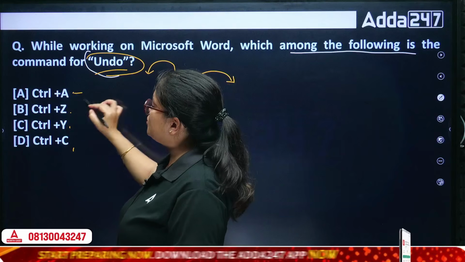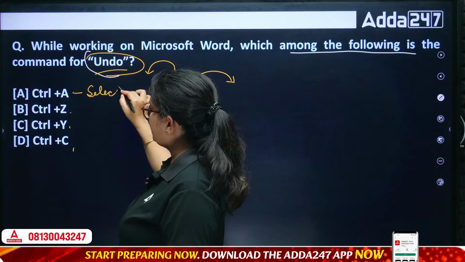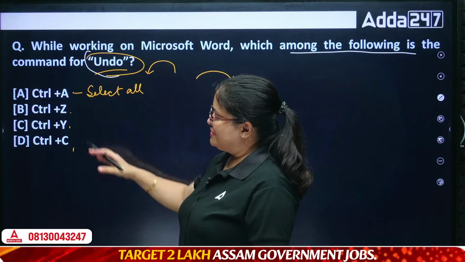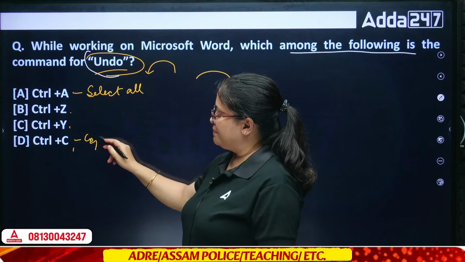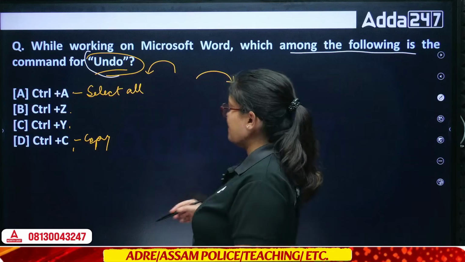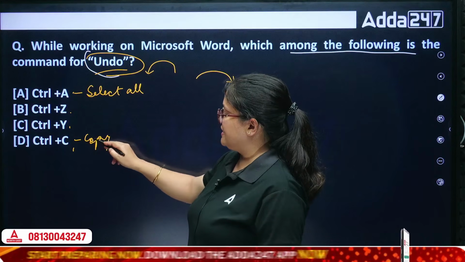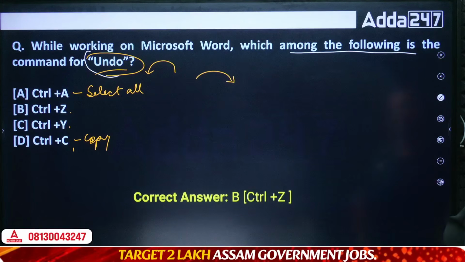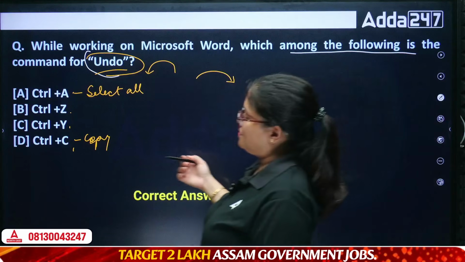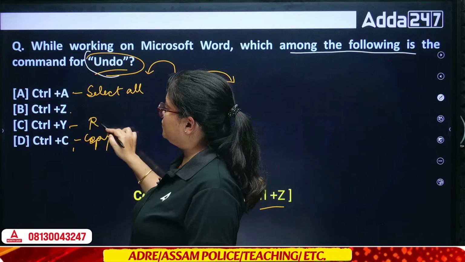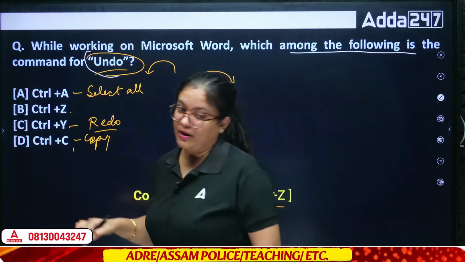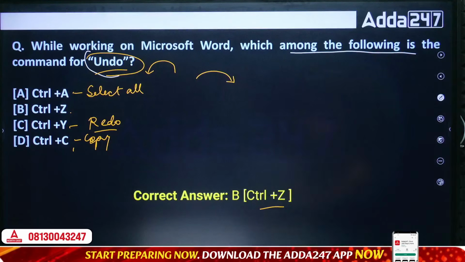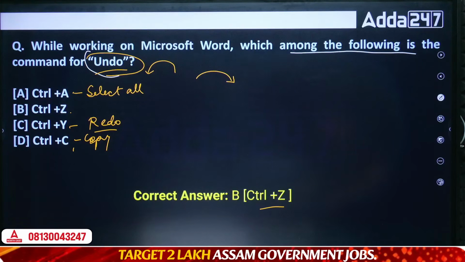These are some of the shortcut keys we usually use. Ctrl+A is for selecting the whole document, and Ctrl+C is used for copying, right? Ctrl+Z and Ctrl+Y are the two options we usually use for undo and redo. For undo we use Ctrl+Z, while for redo we use Ctrl+Y. Do remember, this is an important shortcut key which is frequently asked in all types of computer exams.